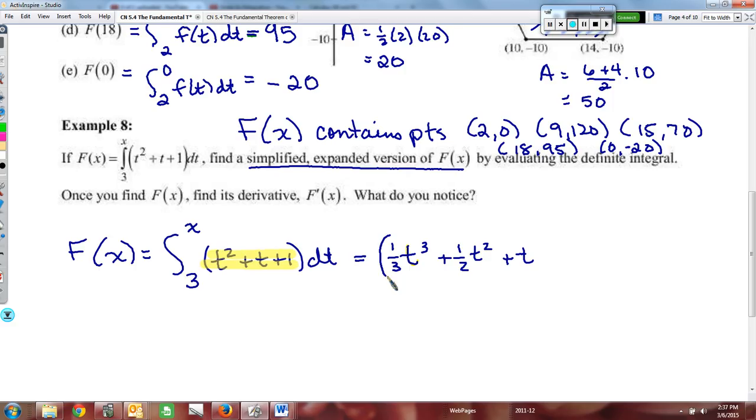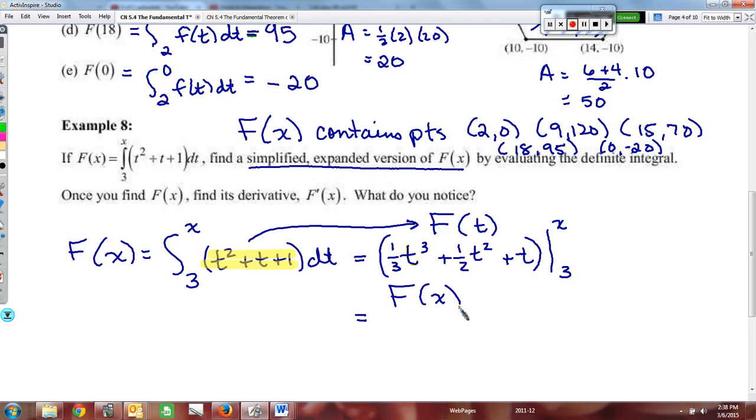But because we're calculating net change, we're evaluating this from 3 to x. And now you see what we're doing here. This is my antiderivative. This is kind of like your f of t, that you found the antiderivative of, but it's a function of t. But now I am going to calculate the net change by plugging in the end bound and the beginning bound. So I'm basically going to now calculate this f of x minus f of 3.